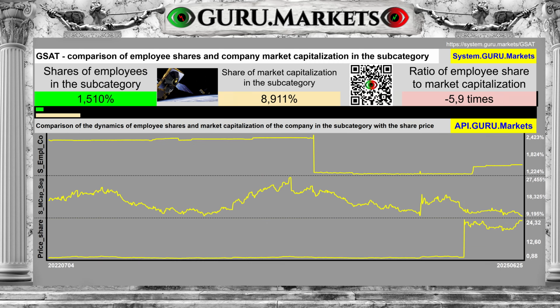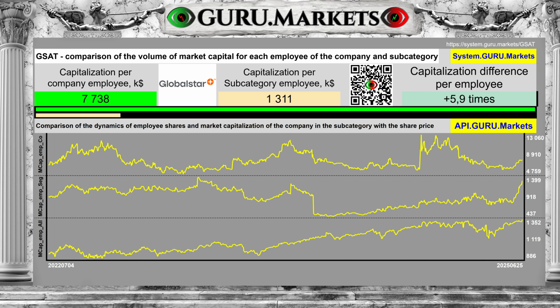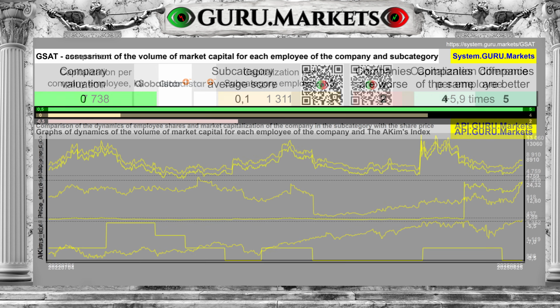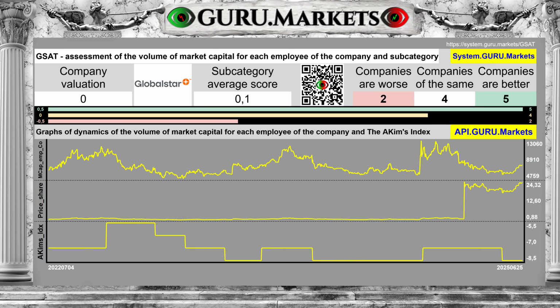The company's share in terms of the number of personnel in the subcategory is 1.51%, which is 490% less than the market capitalization share. The amount of market capital per employee of the company is equal to $7,738,000. And in the subcategory, it is $1,311,000. Assessment of the amount of capital per employee in comparison with the indicators in the subcategory: passable, 0 points.